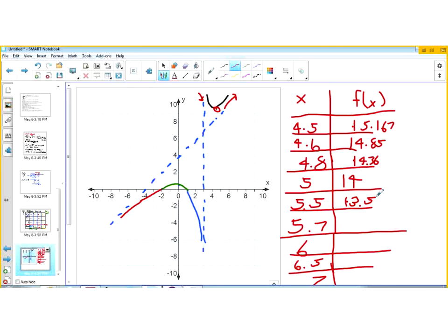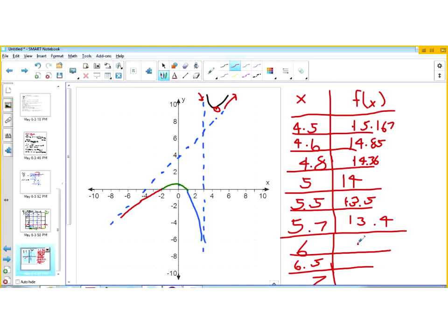5.7. 5.7 squared plus 5.7 minus 2, divided by 2.7. So that would be 13.4. Oh, getting small. The rate of decrease is slowing down now as we get closer to 6.